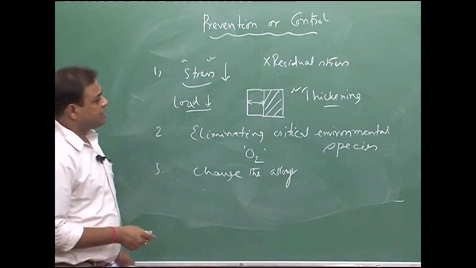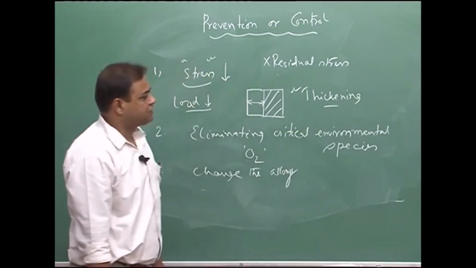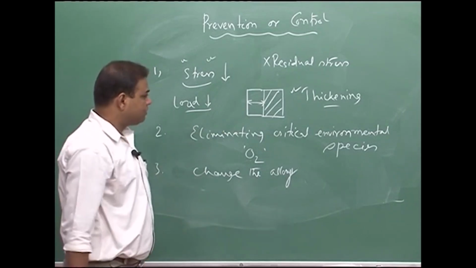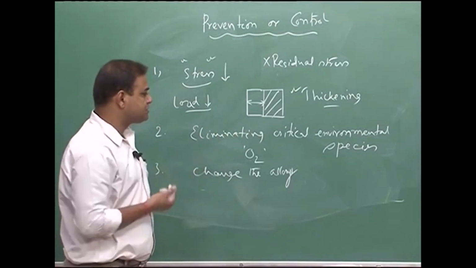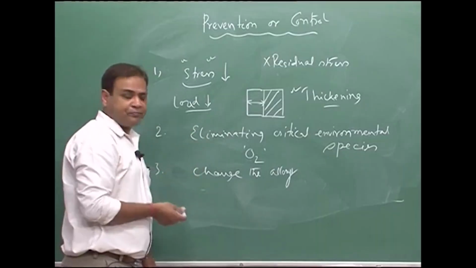And change alloy, for example. In this case we can determine the SCC character on the basis of time to failure at a particular load level or stress at a particular stress level, and then we can decide which alloy is to be used.